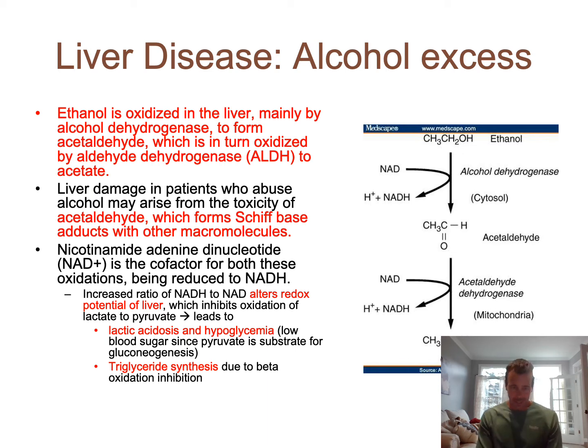What happens here is ethanol is oxidized in the liver by an enzyme called alcohol dehydrogenase. From that, you form a molecule called acetaldehyde, which is in turn oxidized by acetaldehyde dehydrogenase to acetate. The liver damage in patients who abuse alcohol can arise from the toxicity of this acetaldehyde, which can form Schiff base adducts with other macromolecules. So the toxicity is mainly due to a buildup of acetaldehyde.